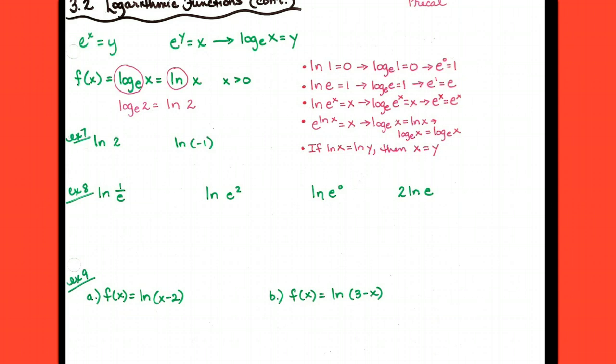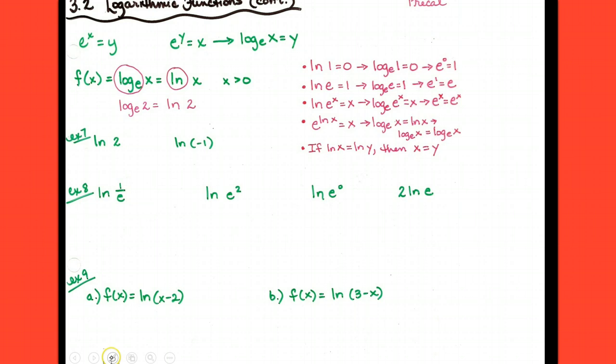So if logarithms and exponentials are inverses of each other, then it makes sense that if there was a natural exponential function, then we should have the inverse of that. We should have a natural logarithmic function. And so that's what we want to look at for the second half of section 3.2, continuing with logarithms, but specifically the natural logarithmic function.